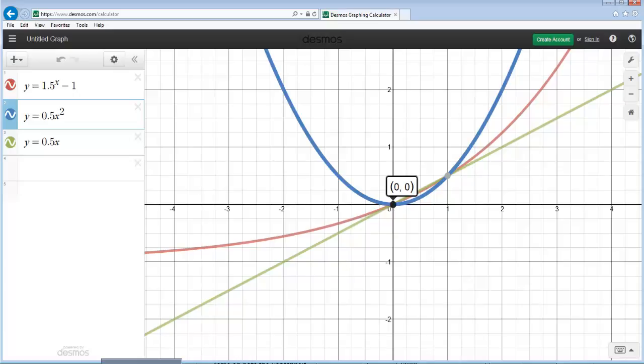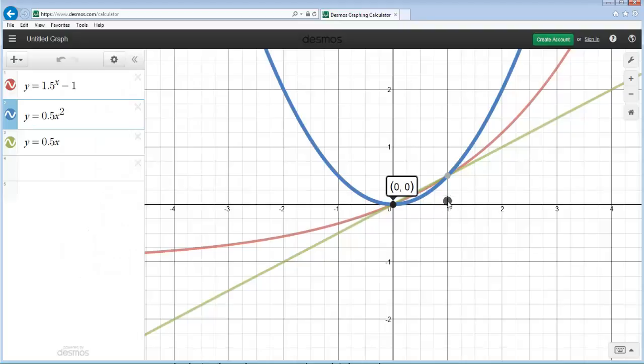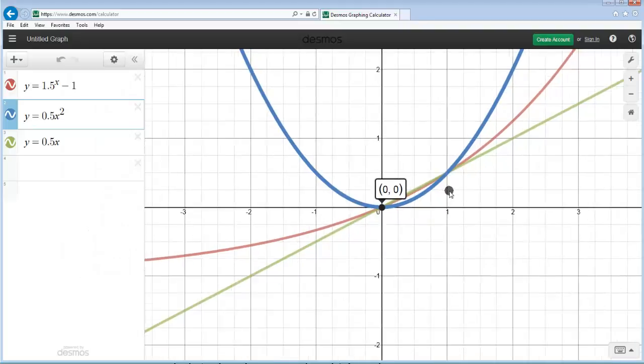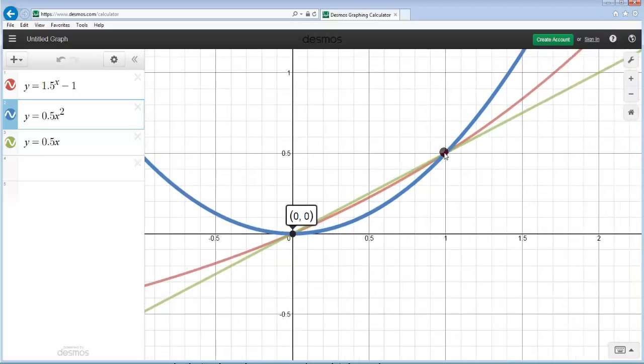Going back to my problem here, we said that after 1 minute our distances were all going to be the same, 0.5 miles. You can see I circled it here in blue. Let's see when we look at 1 for my t. So that's going to be after 1 minute. I'm zooming in here, and you can clearly see that all these graphs intersect right about there. So when t is 1, meaning 1 minute, our y value is 0.5, and that represented the miles.